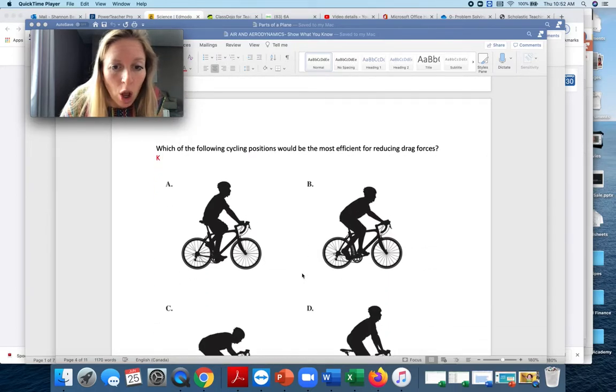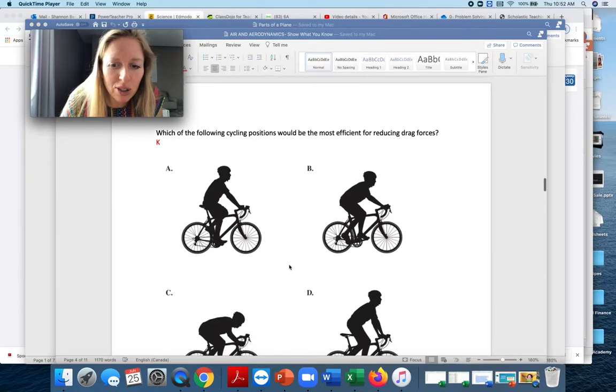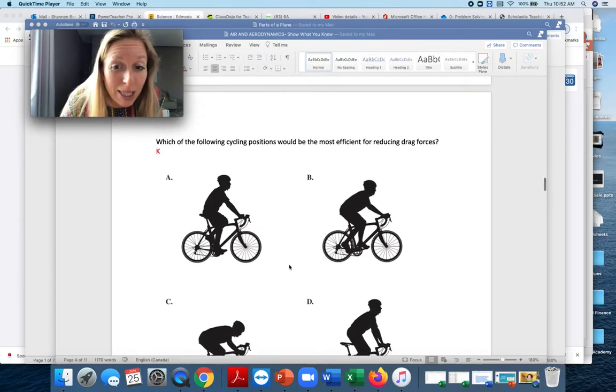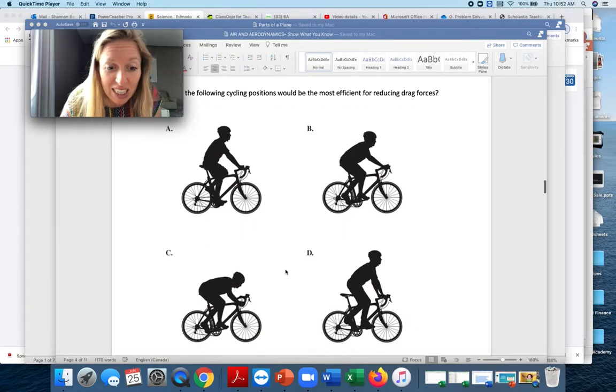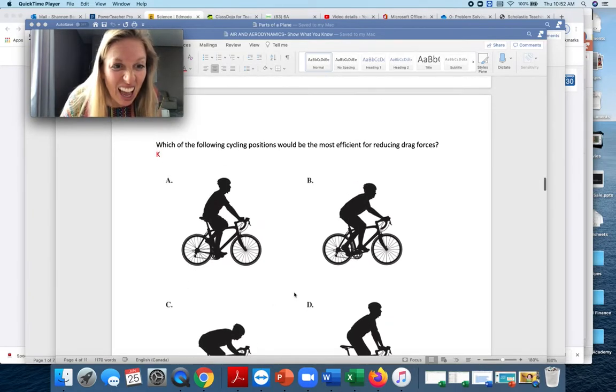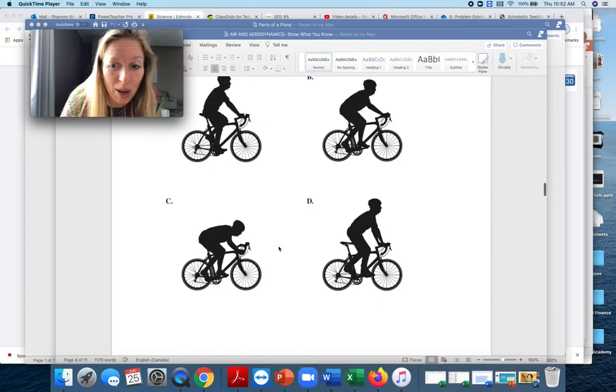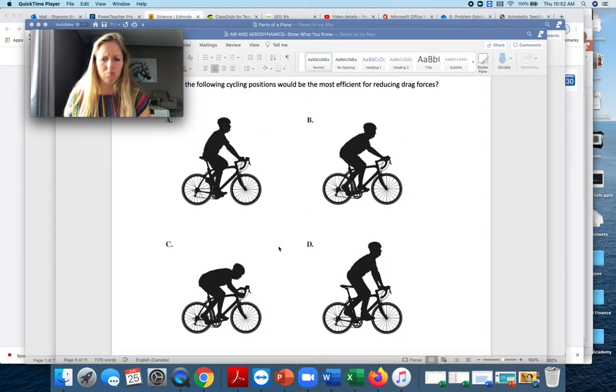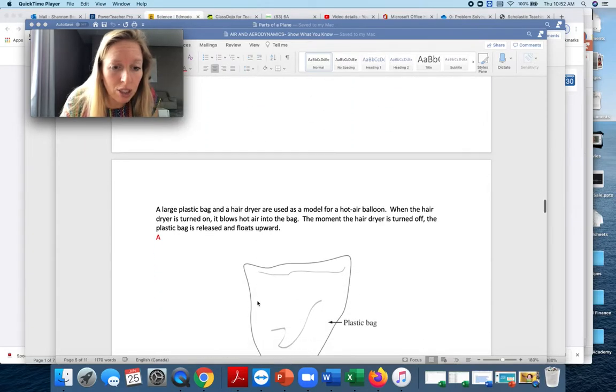Okay, 7. Which of the following positions would be most efficient for reducing drag? I think I made one of these guys, Mr. Scott, cycling along. What would be the best position for him to go ultra fast? C. Okay, knowledge-based, more aerodynamic. What would be the worst position? This one looks like he's further up. The A right here is a little bit more bent over. So C is the fastest, most aerodynamic position.